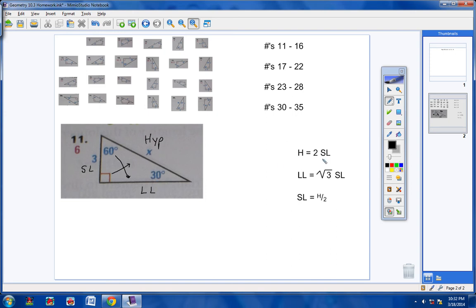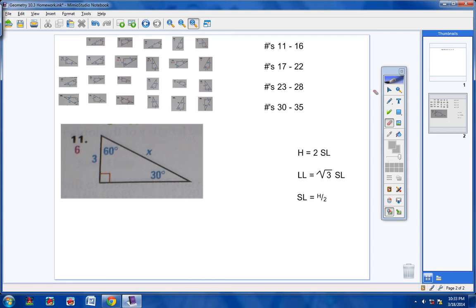Now, the best way to find the hypotenuse is to take the shorter leg and multiply it by 2. Do you see that okay? Hypotenuse equals 2 times the shorter leg. Well, my shorter leg is 3, so 2 times 3. My hypotenuse has a length of 6.